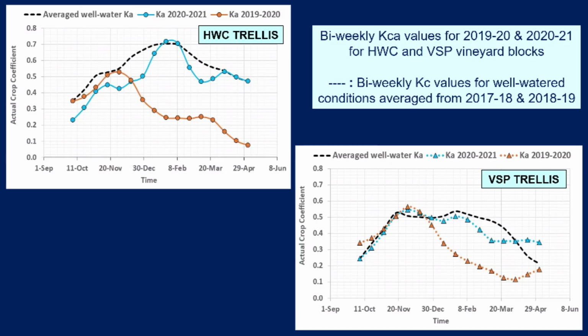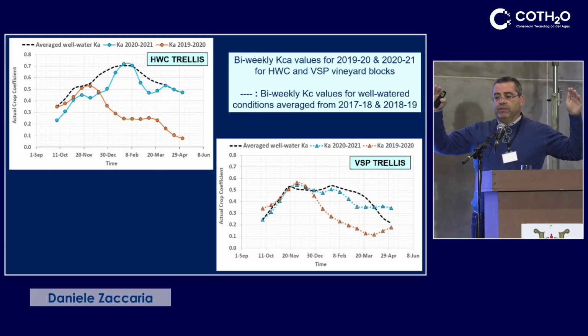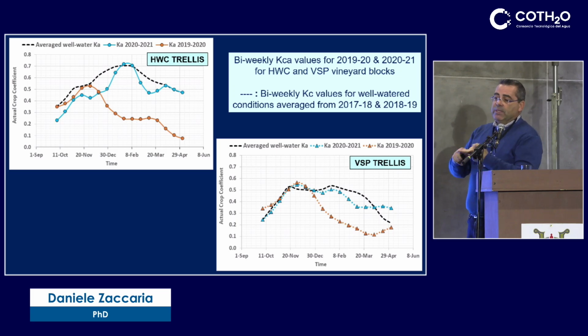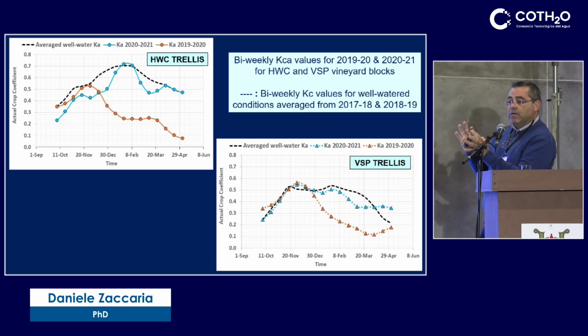All right, crop coefficient. Here it is. I put the actual crop coefficient of 2020 and 2021 in these two graphs, and the dashed line is the well-watered crop coefficient that we determined in 2017 and 2018. Those were average-year well-watered conditions here. You can see relatively how the crop coefficient behaves over the course of the season.